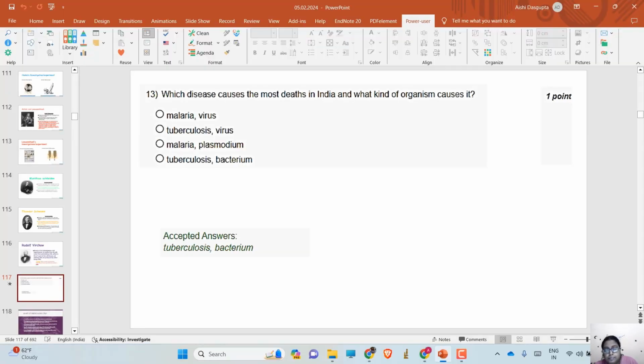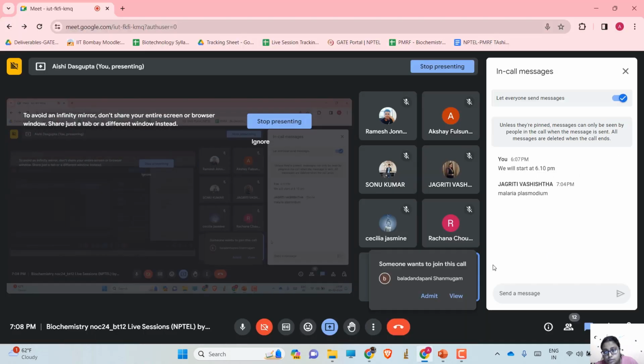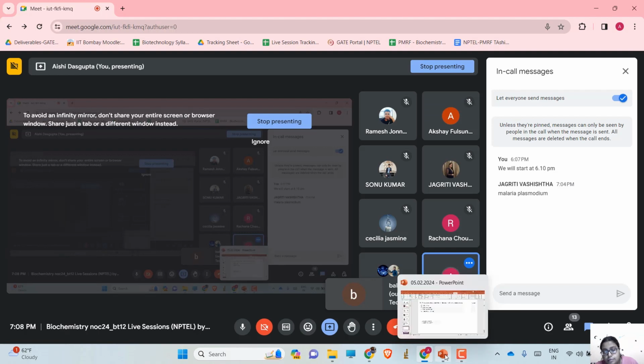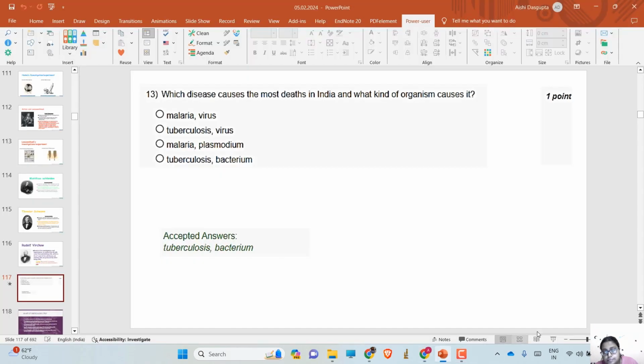One second. There's someone here. No, it's not malaria plasmodium. It's tuberculosis. Malaria is not the highest. One second. It does not cause the most deaths in India.